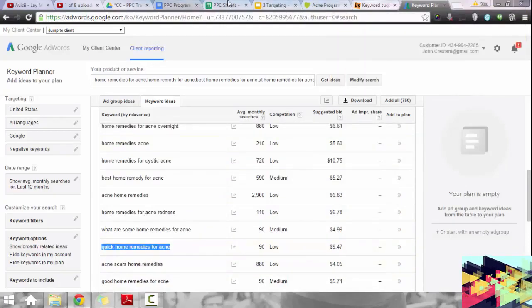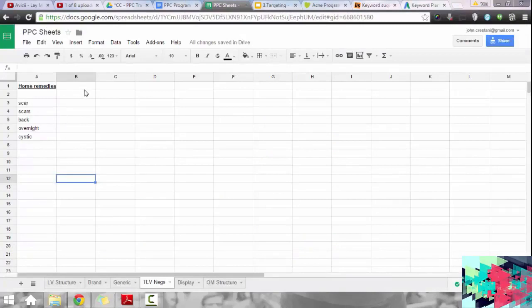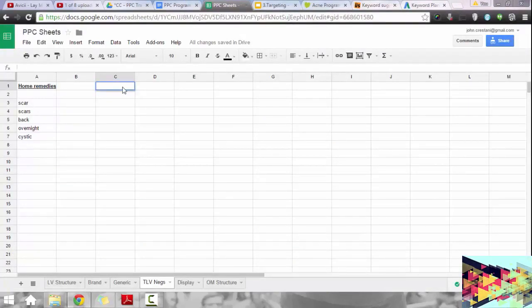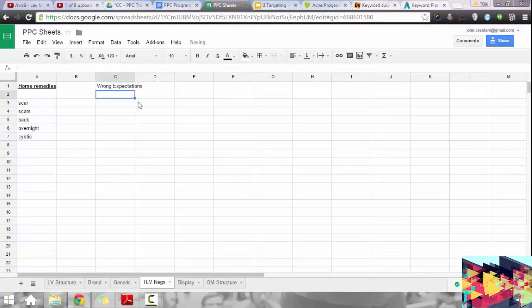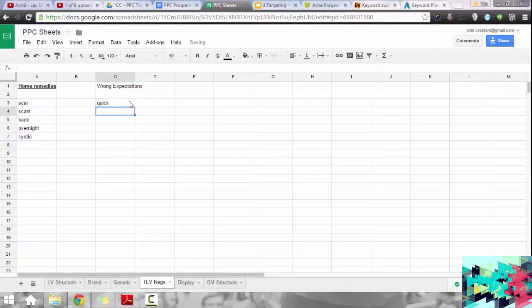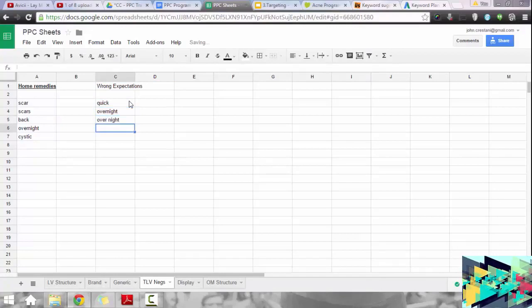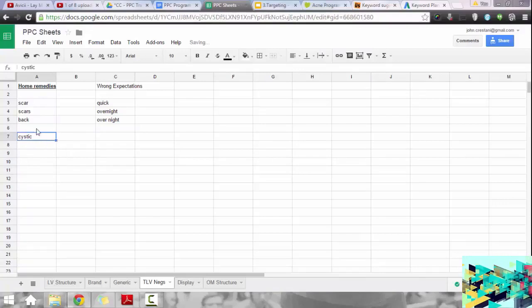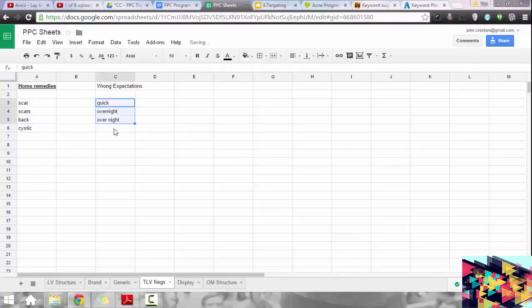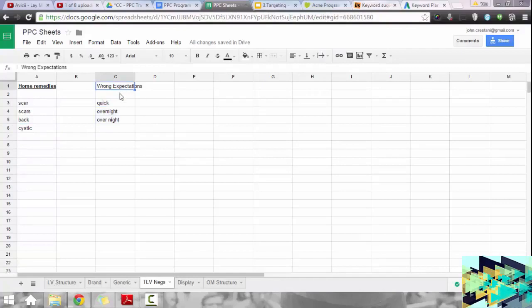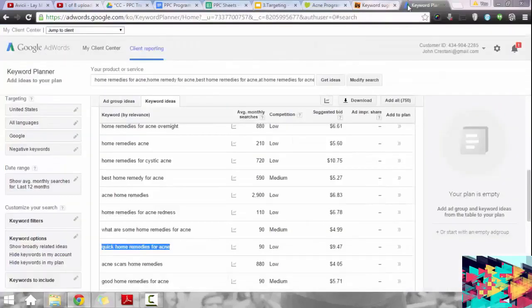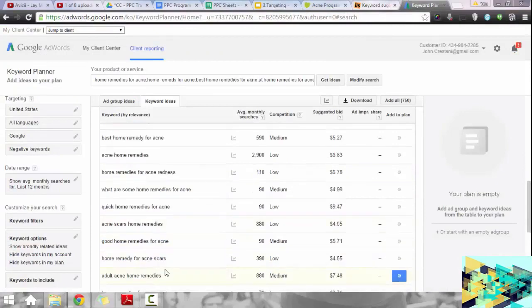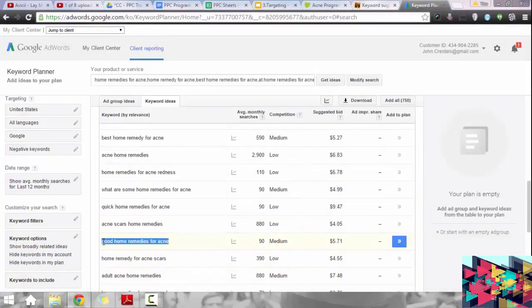Again, I don't agree with their mentality. So I'll say, quick, overnight, and I'm going to take this out of, this is another negative group. So what I'm doing is I'm just collecting negatives as I'm going along here. Acne scars home remedy, good home remedies for acne.